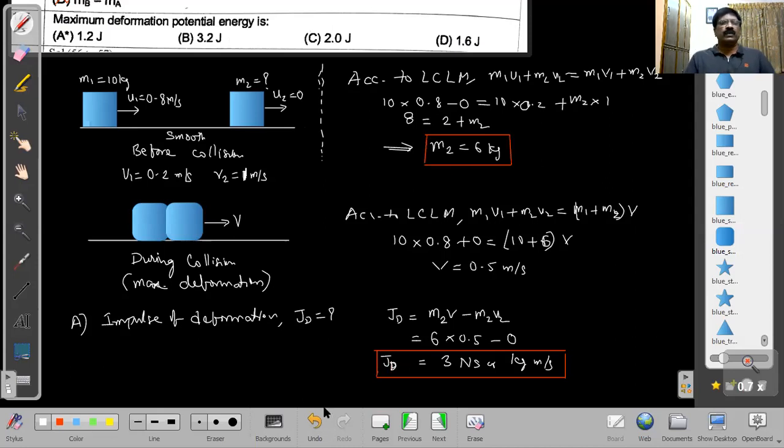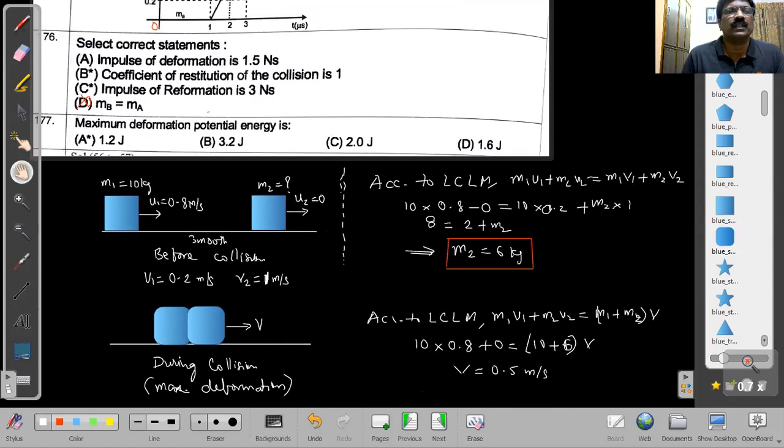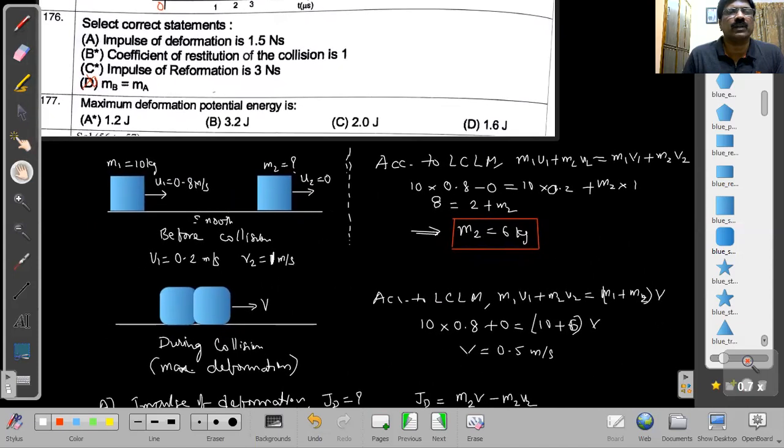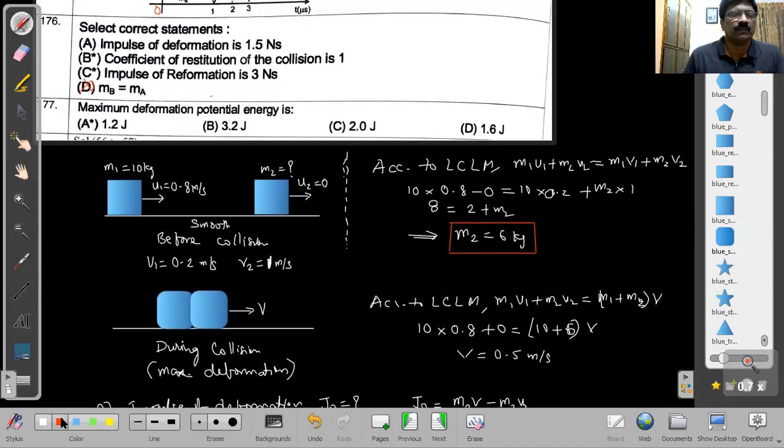But in the given options, if you see option A, impulse of deformation is given as 1.5, so that is not correct. So this option A is also not correct.